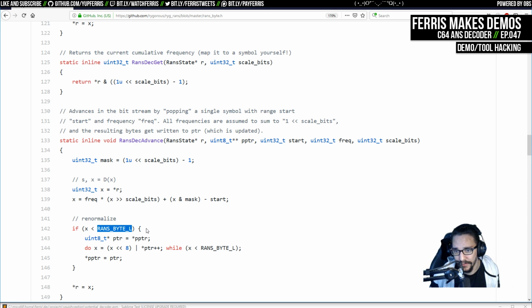And if you start tweaking stuff here and moving stuff around, you can get this to do a bit at a time instead of a byte at a time. You can get this to use a 16-bit state instead of a 32-bit state, and you can get the scale bits to be 8. Then things start to look really good for an 8-bit CPU, except for this multiply, which is not that bad either. So you have the state in 2 bytes, a low byte and a high byte. So this becomes: read in the high byte, multiply by your symbol's frequency, add back the low byte from the original state, and then subtract a bias depending on the symbol.